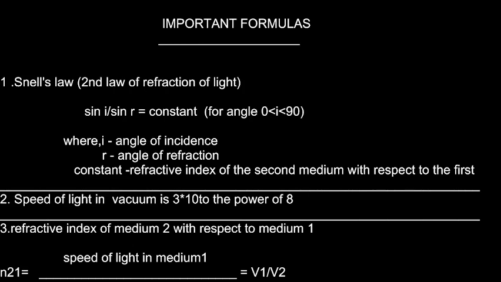The ratio of that is a constant, and that constant we call the refractive index of the second medium with respect to the first. That means the light is passing from one medium to the other. So that constant is nothing but the refractive index, and it is given by sin i upon sin r. This may be asked like this: the refractive index is given by sin i upon sin r.